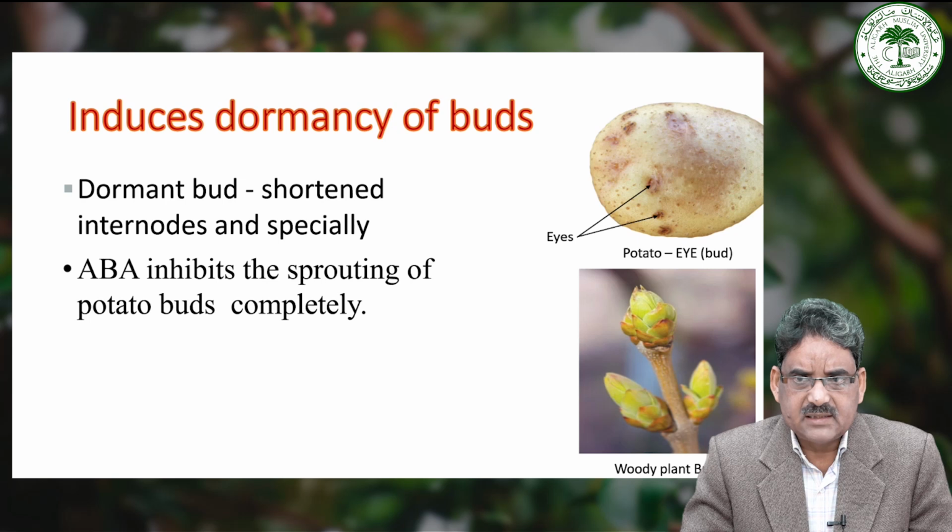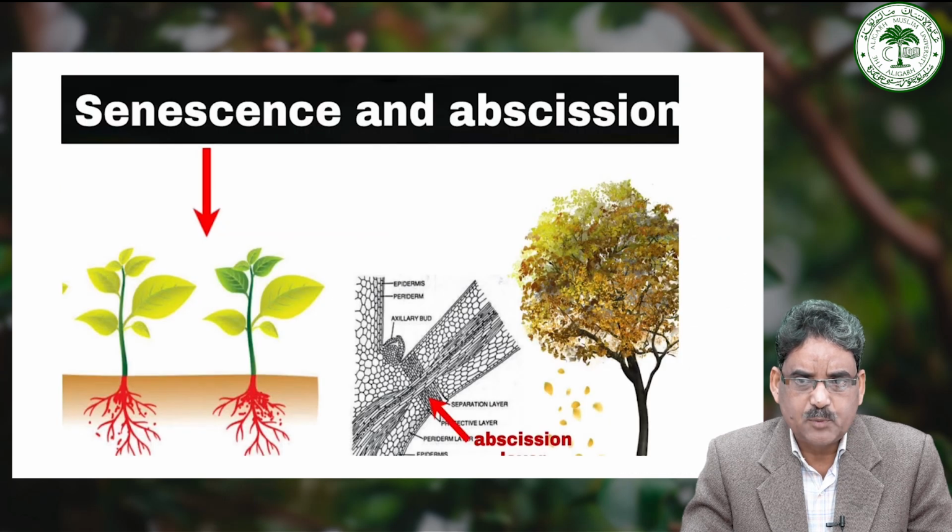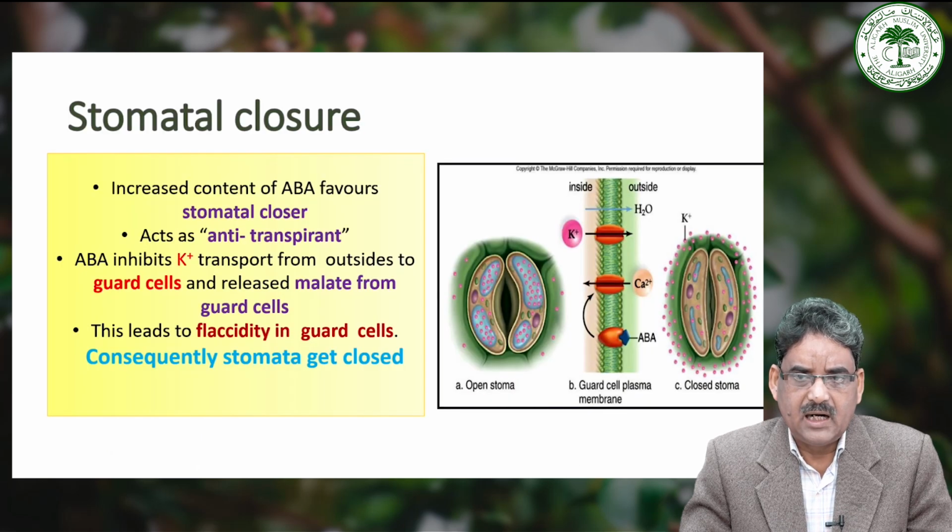Now, we will discuss how ABA acts as an anti-transpirant. The elevated ABA levels contribute to the closure of stomata. ABA hinders the transport of potassium ions from the external environment to the guard cells and the release of malate from the guard cells. This results in the flaccidity of guard cells, ultimately leading to the closure of the stomata.